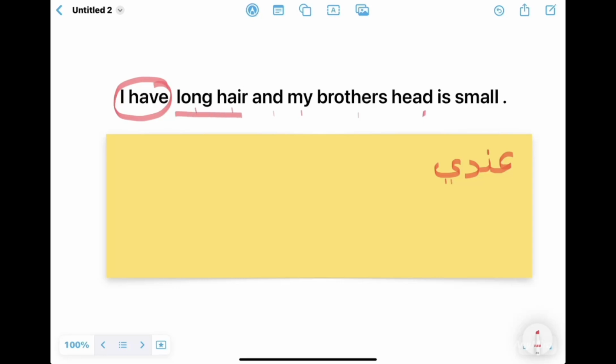Next, long hair. First of all, we have to translate the hair and then the adjective long. Come on, translate hair. What is hair in Arabic? Shar. Come on, what is the small shape of sh? A head with three dots. Yes, this is the sh. Shar. Ain has two shapes, right? So this is the second shape. Ain, shar. Very good. Shar means hair.